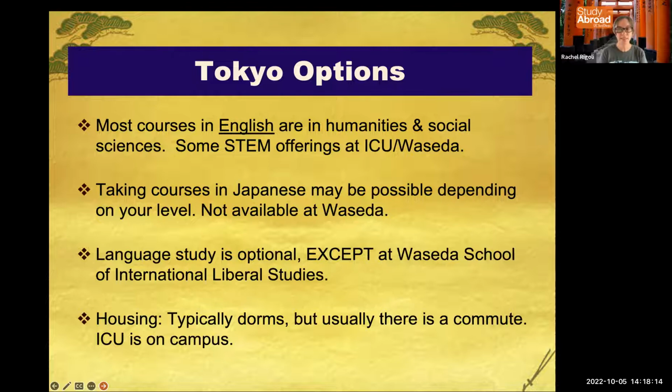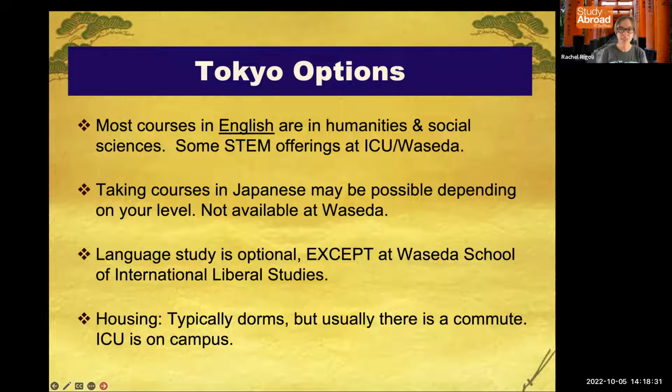I'm going to be talking about the STEM offerings in the next few slides. But ICU and Waseda do offer a few STEM classes taught in English. Taking courses in Japanese is possible if you have a high enough level. It's just not available at Waseda. They're going to expect you to take all your classes taught in English. It's just the way the agreement is set.